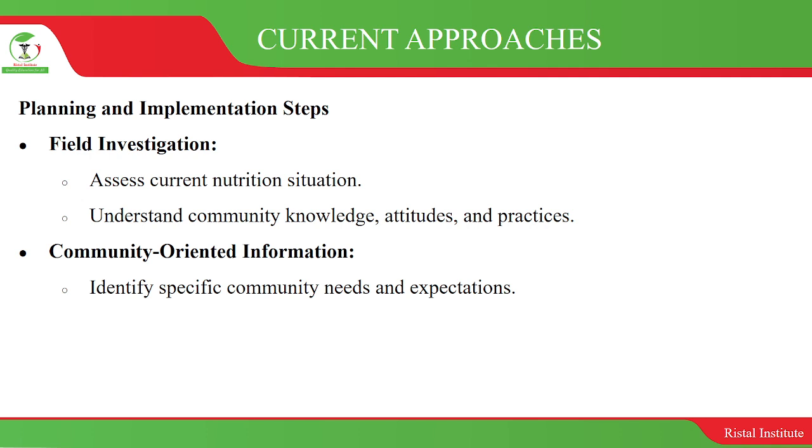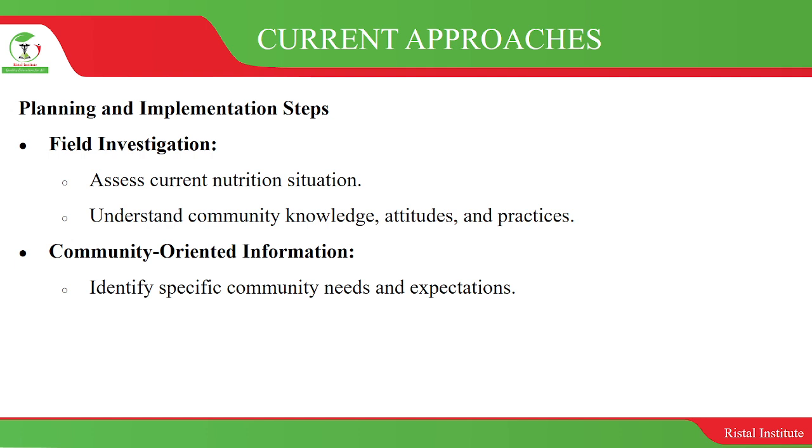So planning and implementation of social marketing. One, you have to make sure you conduct field investigation. You have to assess the current nutrition situation. What is the nutritional status of the particular people in the community? What are the deficiencies they're suffering from? What is the major problem? Once you get this, you have to also go on and understand the community knowledge, attitude, and practices. That is the first step, field investigation.